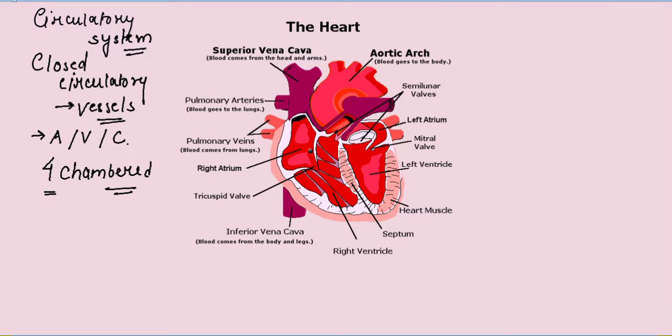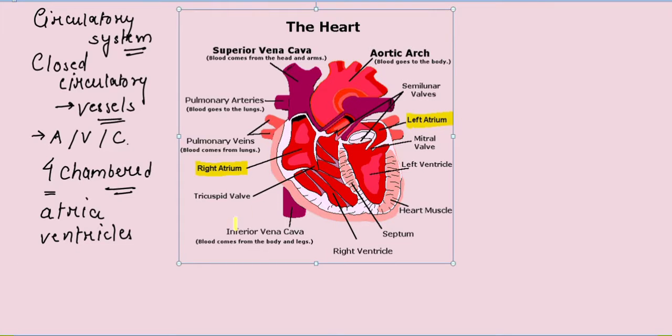Now upper two chambers, they are called atria, and the lower two chambers, they are called ventricles. आप यहाँ देख सकते हैं, right atrium, left atrium, right ventricle and left ventricle. Four chambers. ये atrium is the singular of atria, so you should not get confused here. In plural, it is said to be atria. So upper two chambers are left and right atrium, and the lower two chambers are left and right ventricle.